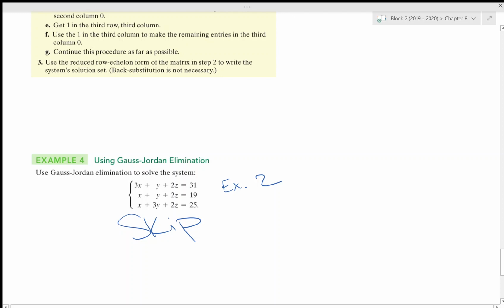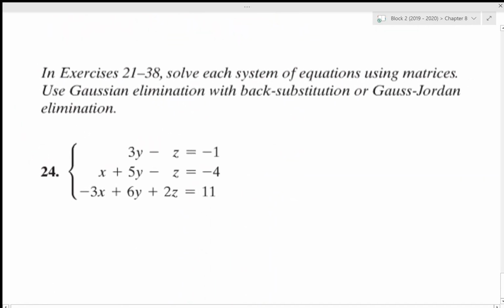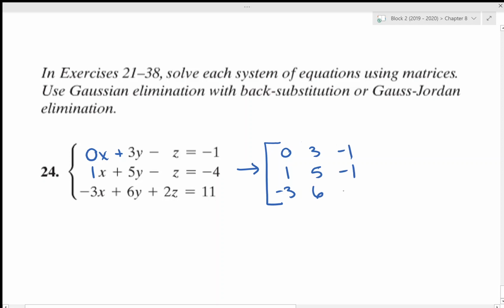Yeah, it's example 2. I was going to show you how to do reduced row where you get the main one, but everything else is zeros. But don't worry. What I do want you to do right now is pause the video and try this out, okay? Now, notice how this one is missing an x, right? So think about it as a 0x. That's like a 0, right? So when you go to write this as an augmented matrix, you're going to write 0, 1, negative 3, 3, 5, 6, negative 1, negative 1, 2, line, negative 1, negative 4, 11.